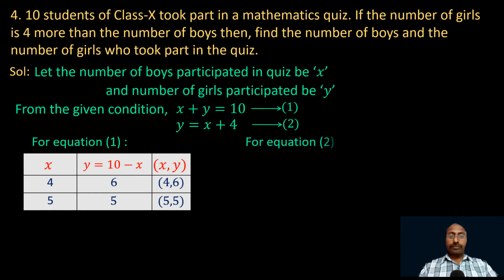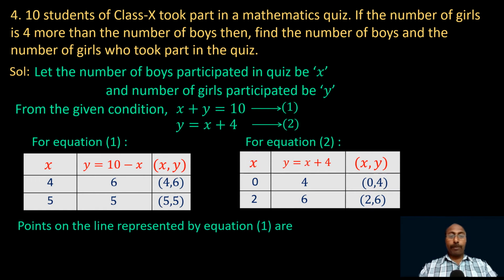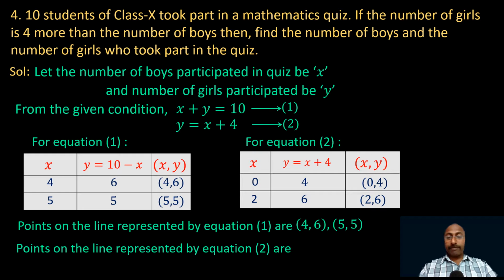And similarly, draw the table for equation 2. We have y is equal to x plus 4 in equation 2, so we can directly take the table. If x equal to 0, then y is equal to 0 plus 4, which is equal to 4. The point is 0 comma 4. And if x equal to 2, then y is equal to 2 plus 4, which is equal to 6. Then the point is 2 comma 6. Now the points on the line represented by equation 1 are 4 comma 6 and 5 comma 5, and the points on the line represented by equation 2 are 0 comma 4 and 2 comma 6.